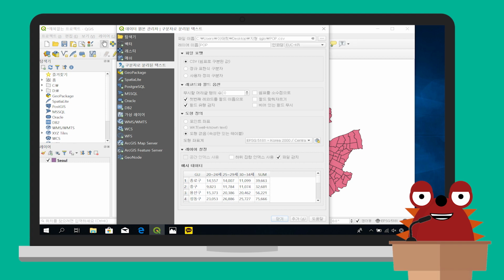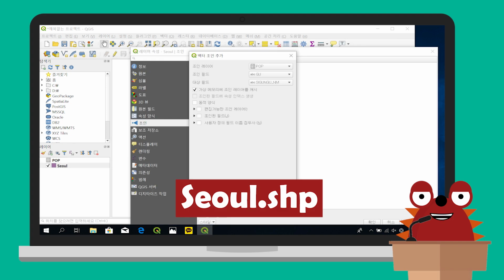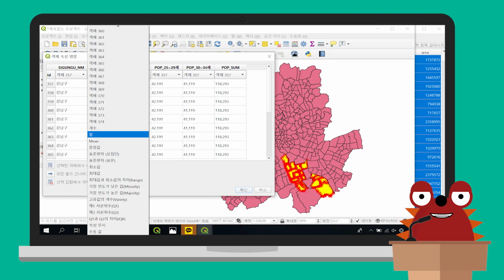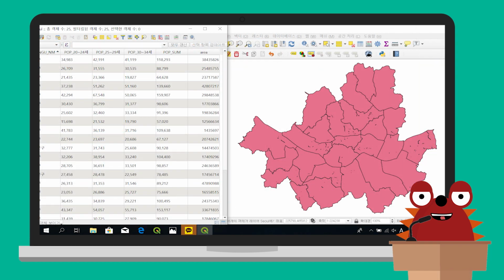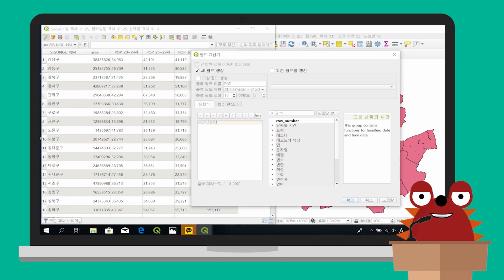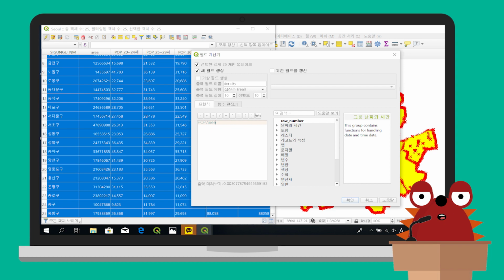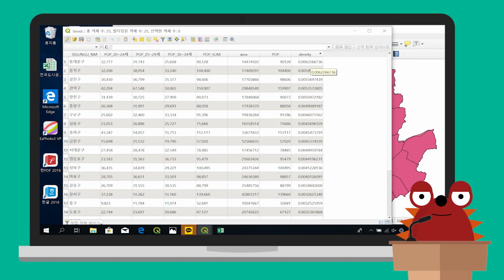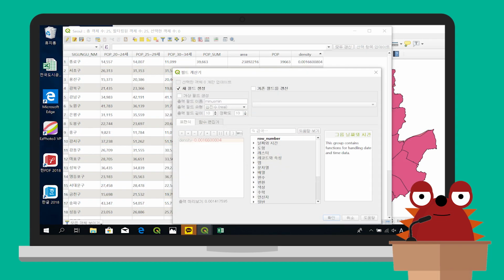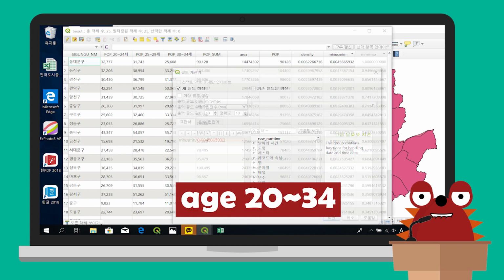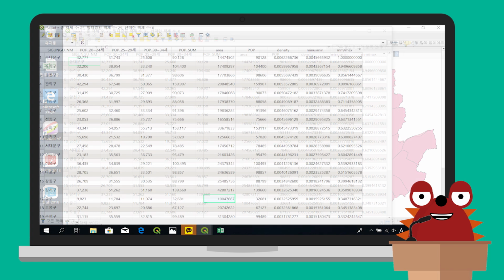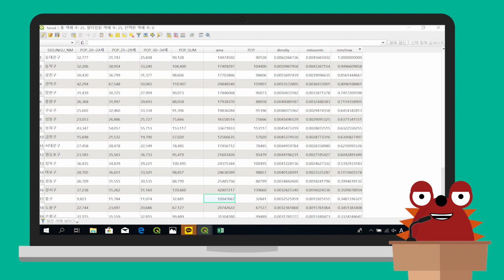We calculated the area of each gu using the Seoul SHP. Without a driving license, the Kickgoing service is unavailable to those under 20. We also assume that there will be few users over 35. So, we used actual resident population data from 20 to 34 for each gu. By dividing the population by the area, we can use it as a population density factor.